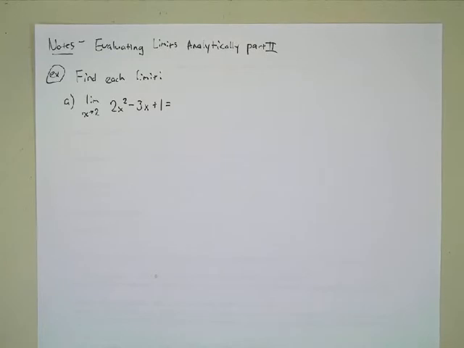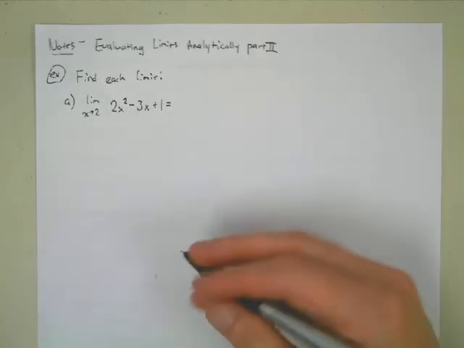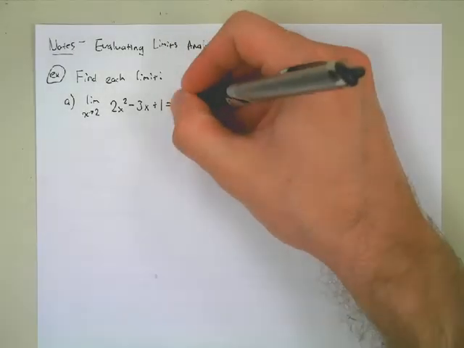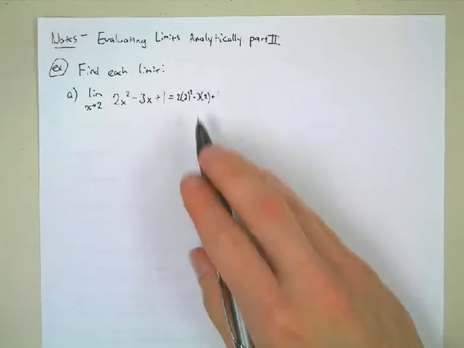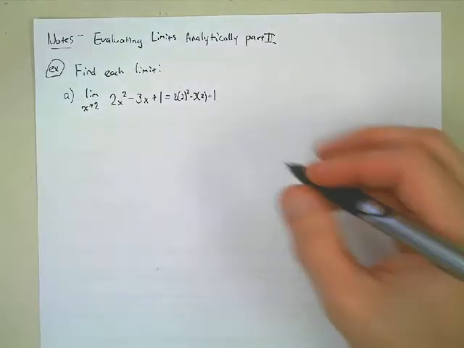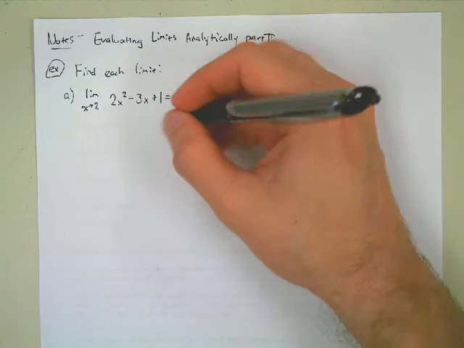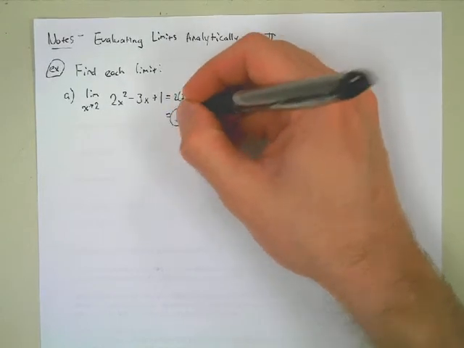Again, first thing we should always try whenever we go to evaluate a limit is what? What's our first tool we go to? Direct substitution. So we just plug in that 2. It'll be 2 times 2 squared minus 3 times 2 plus 1. 2 squared is 4 times 2 is 8. 8 minus 6 is 2 plus 1. We should get 3.